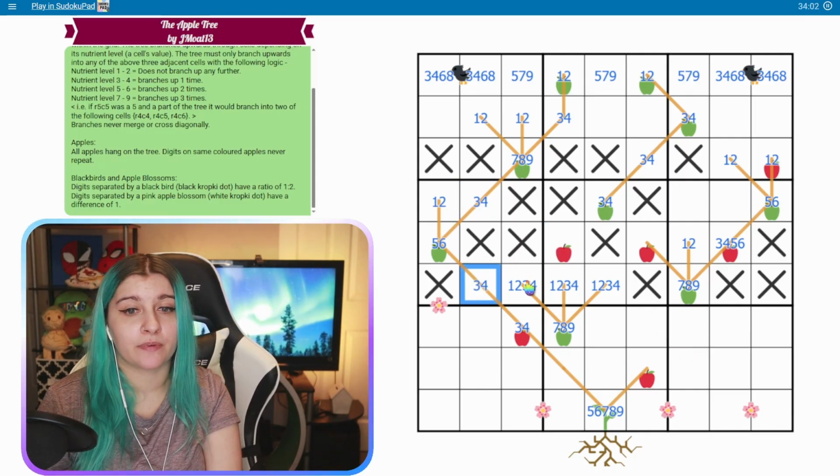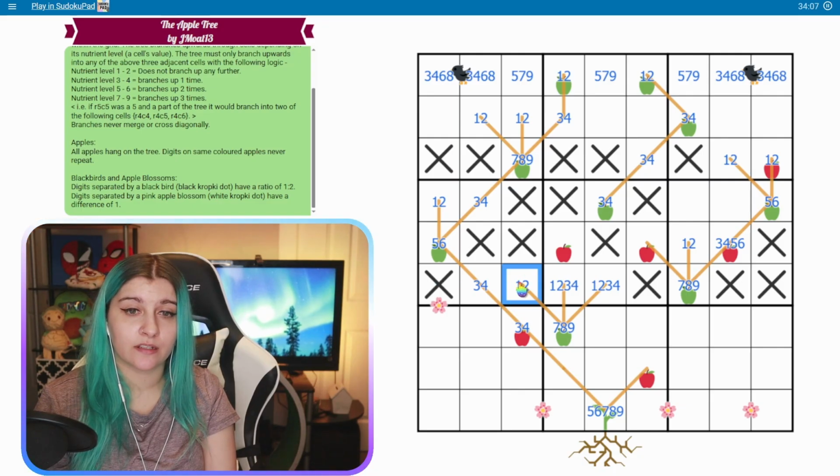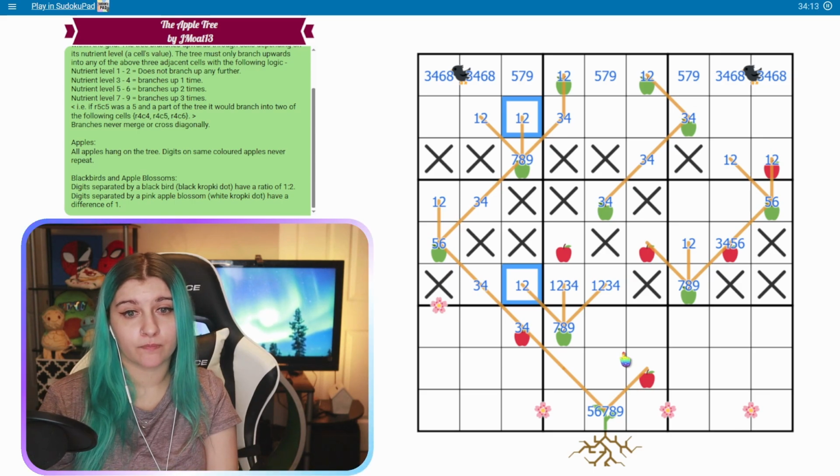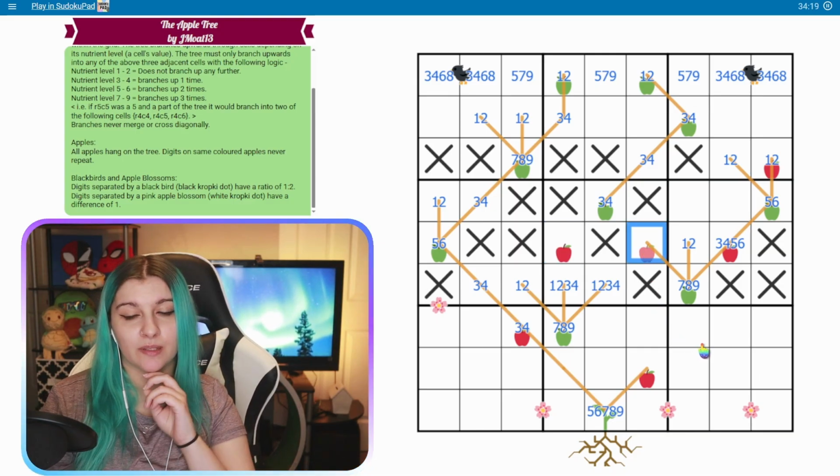I have a 3, 4, 3, 4. This needs to be a 1, 2. So this is a dead end. This is a 1, 2, which is good. One of these goes up to here. Let's look at something else maybe.